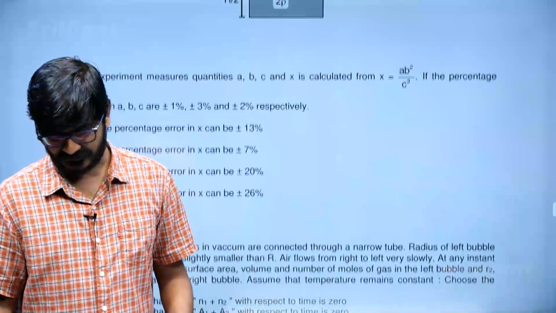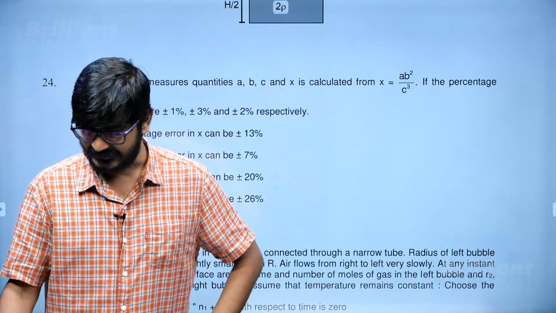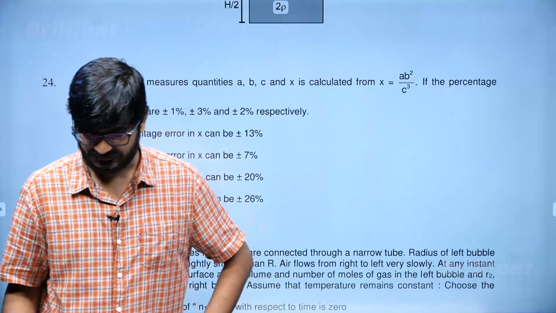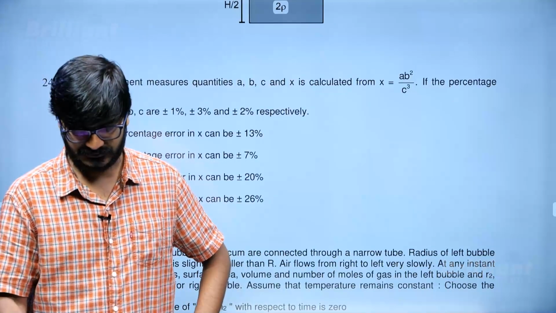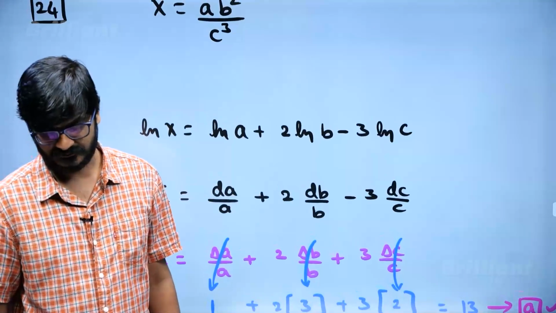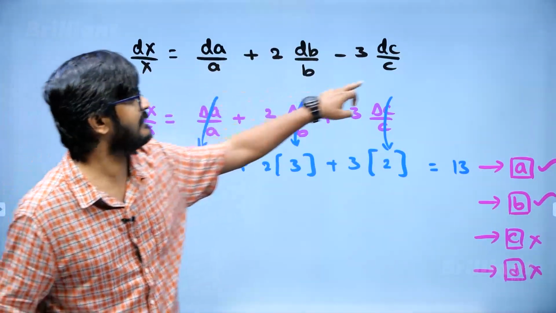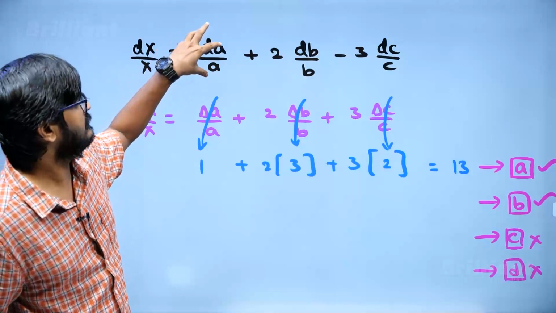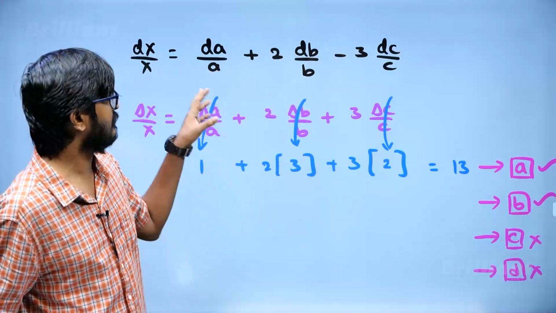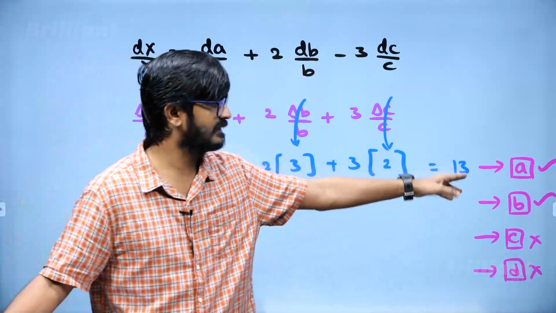Going to the next question: an experiment measures quantities a, b, c and x, and x is calculated from the given equation. If the percentage errors are given, then what values can the percentage error take? This is a regular template. You take the logarithm, differentiate it, and you will get something like this. Now if you want the maximum error, all these terms have to be positive. So the maximum error will be this, when everything becomes positive. So the maximum error turns out to be 13.